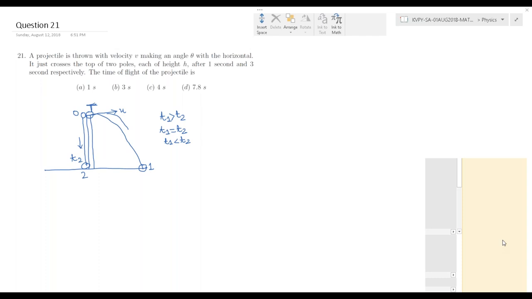Yeah, so the statement is that T1 is equal to T2. And how come it happens? That is called the physical independence of motion. What it says is that when the motion happens, the vertical motion isn't influenced by the horizontal motion, and similarly, horizontal motion is not influenced by the vertical motion.